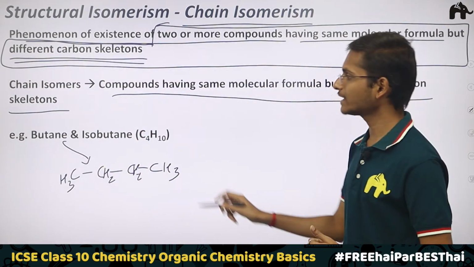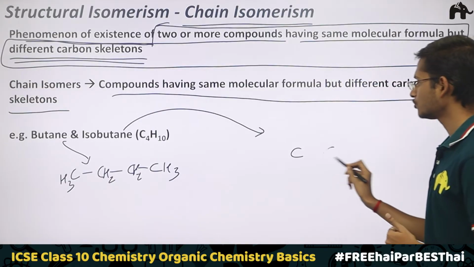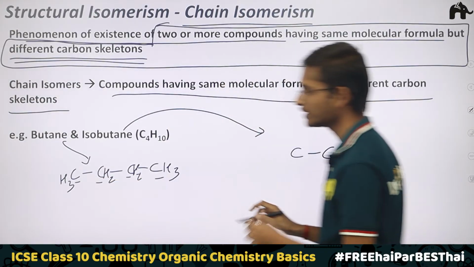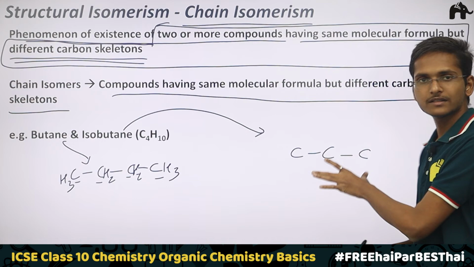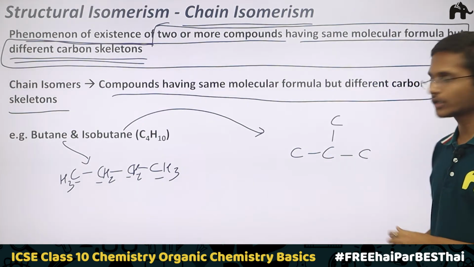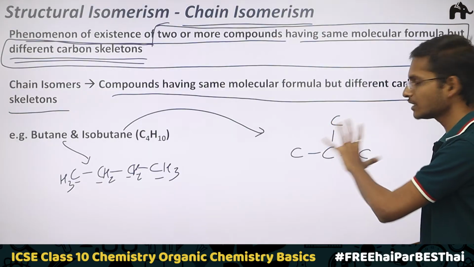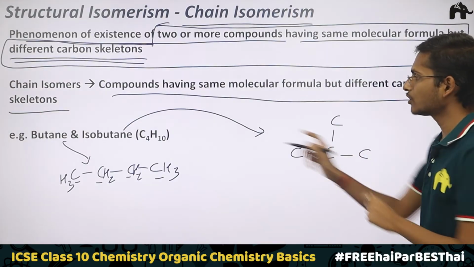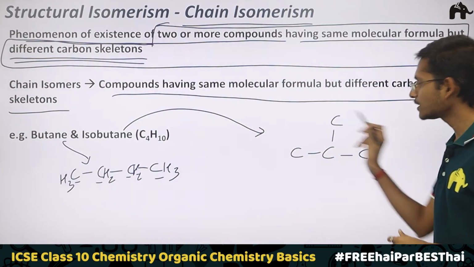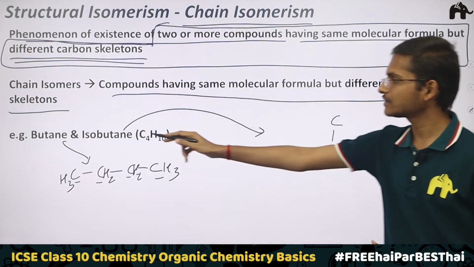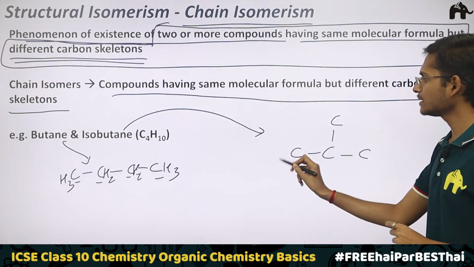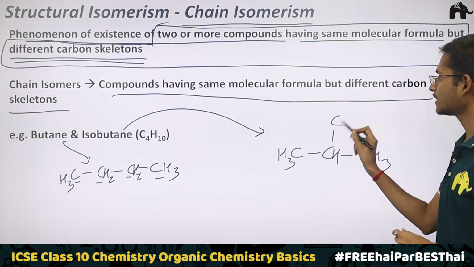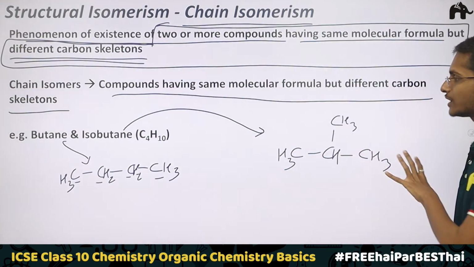This is how butane looks. And isobutane is like this: 1, 2, 3. The carbon skeleton for butane was simply the straight carbon chain, but here 3 carbon atoms are in a straight chain, and there is one branch on the second carbon atom. So 1, 2, 3, 4 carbon atoms in total, making butane's formula, but since on the second carbon there is a carbon branch, it has a different carbon skeleton. And this is isobutane. Here I will just satisfy the valencies, 3, 4, and so on. So this is isobutane.